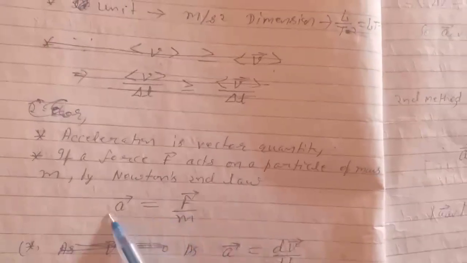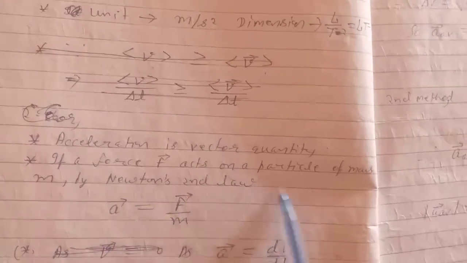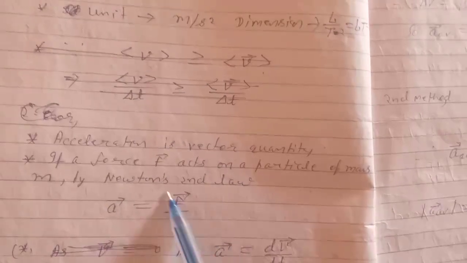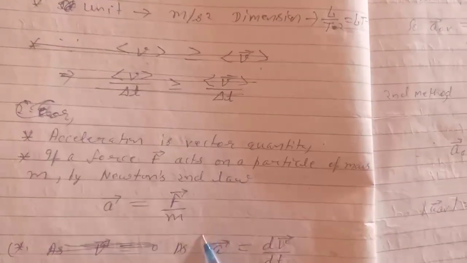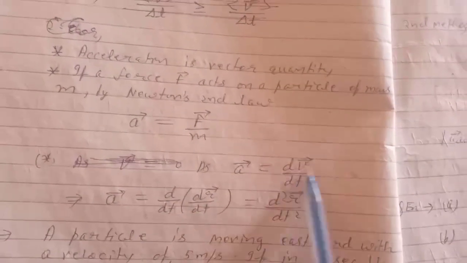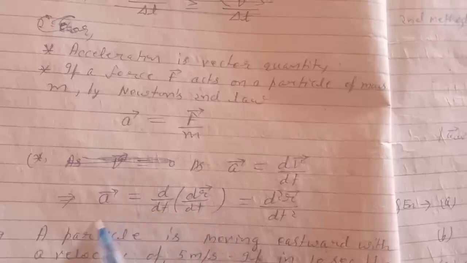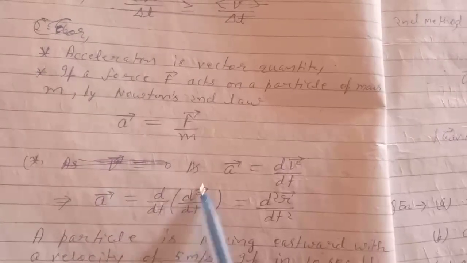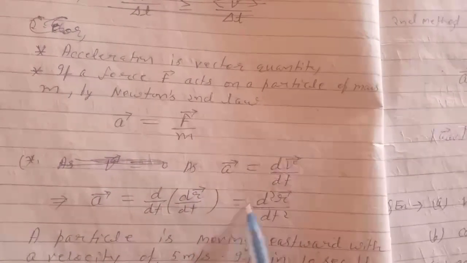Acceleration is a vector quantity. If a force f vector acts on a particle of mass m, by Newton's second law, a vector equals f vector by m. As a vector equals dv vector by dt, this implies a vector equals d by dt of dr by dt, equal to d2r vector by dt square.